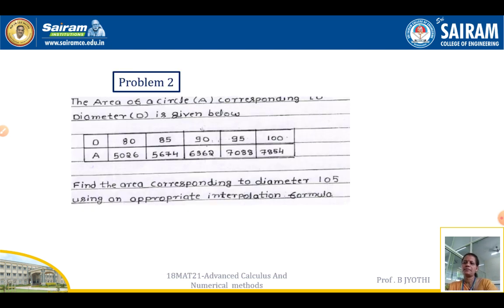Next problem. The area of circle A corresponding to the diameter D is given below. Diameter D is 80, 85, 90, 95, 100. It is equidistant. Next, the area is given by 5026, 5674, 6362, 7088, 7854. Find the area corresponding to diameter 105 using an appropriate interpolation formula.